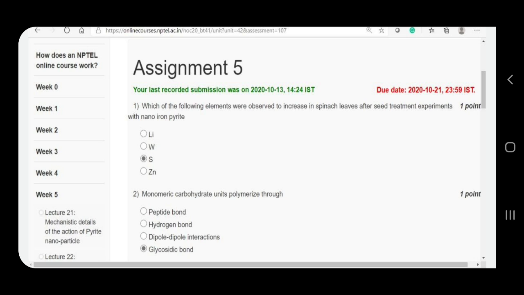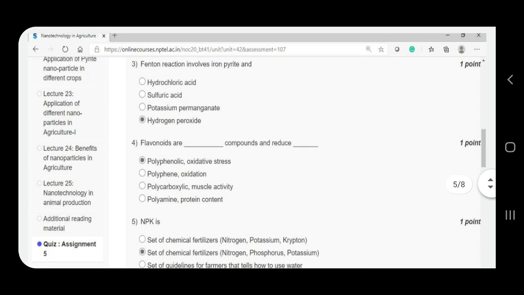Question number 1. Which of the following elements were observed to increase in spinach leaves after seed treatment experiments with nanoiron pyrite? Answer is C. Silicon. Question number 2. Monomeric carbohydrate units polymerize through? Answer is D. Glycosidic bond. Question number 3. Fenton reaction involves iron pyrite and? Answer is D. Hydrogen peroxide.